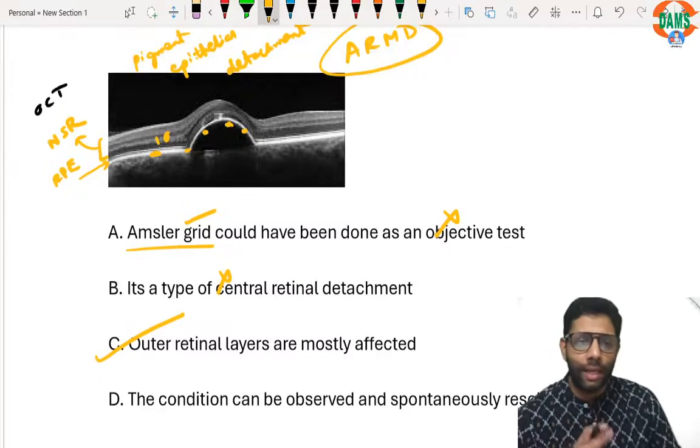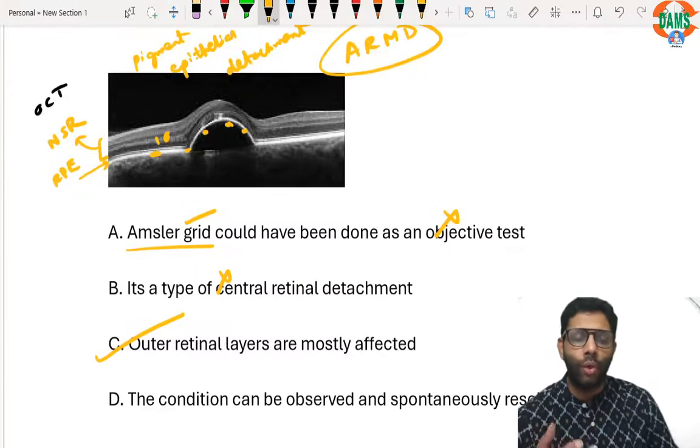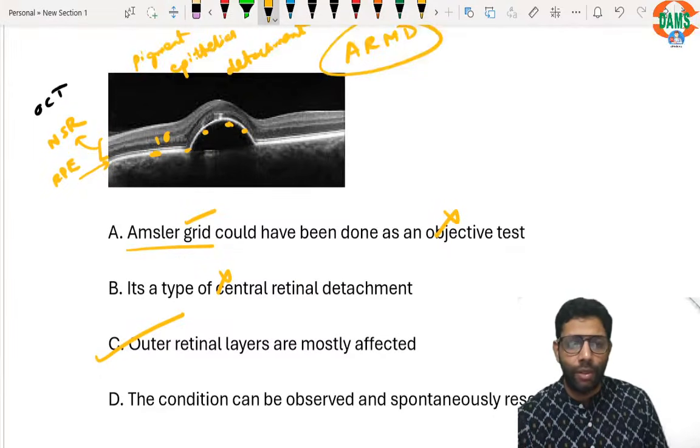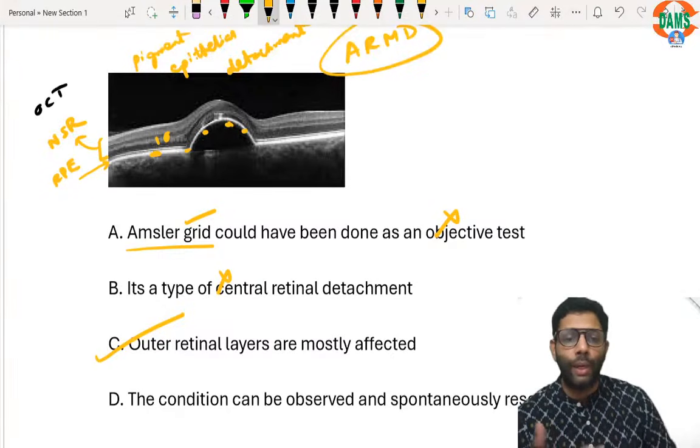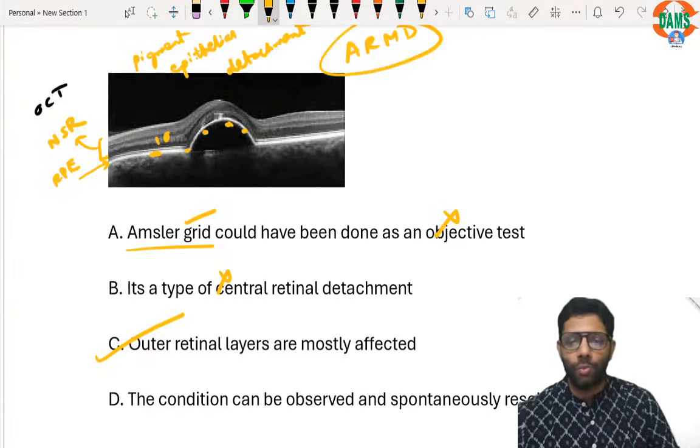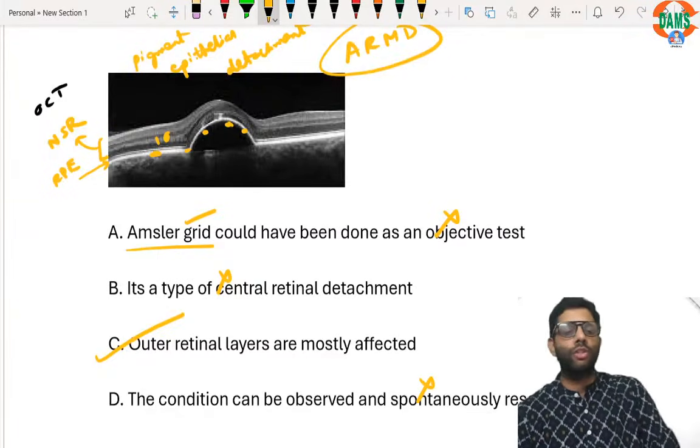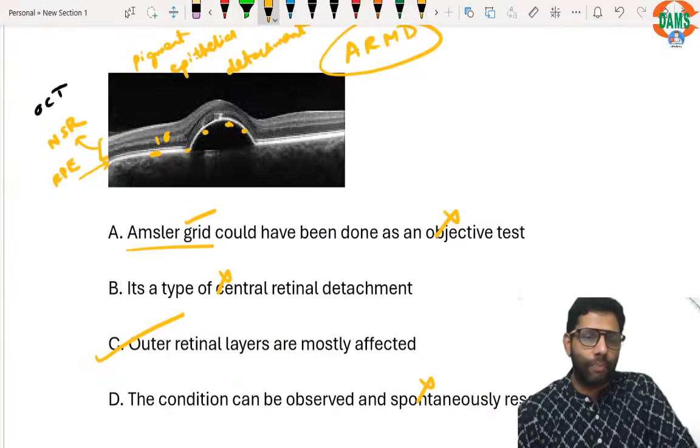And this condition is not observed, you have to treat. If it's a dry ARMD, you give oral antioxidants. Vitamins are given. Omega-3 fatty acids are given. Zinc, copper is given. And in wet ARMD, intravitreal injections, photodynamic therapy is given. It is not spontaneously resolving. The condition is not observed. You have to treat this condition.